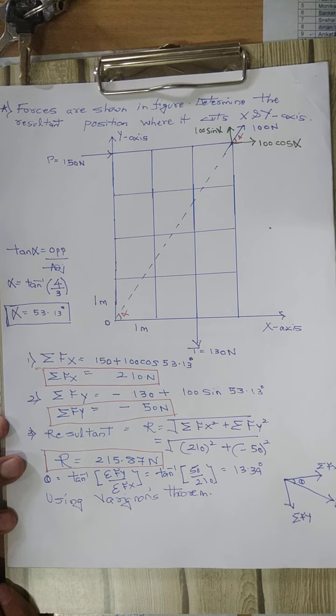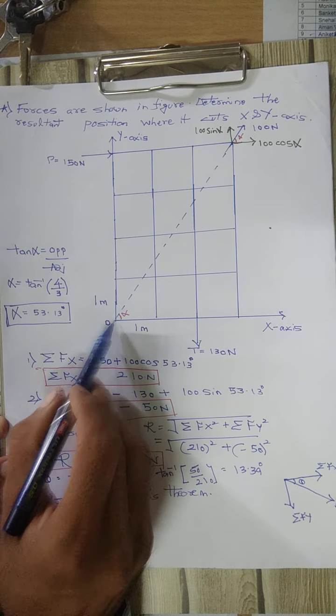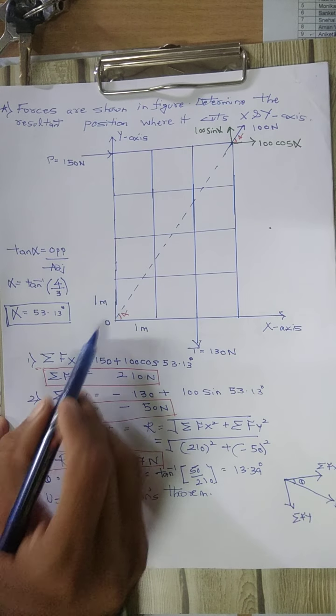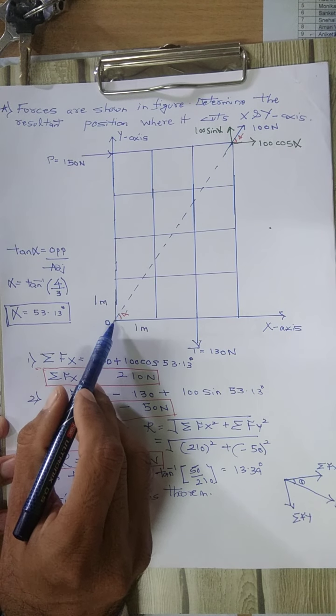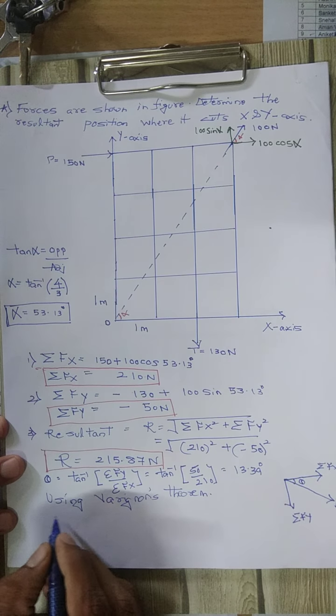Okay, what is Varignon's theorem? We have to decide the point from where we are finding the x and y components. So we will find the x and y components through the origin. The origin is the base. From this base point, or this origin point, or this starting point, we will find the distance of the resultant. So what does Varignon's theorem say?